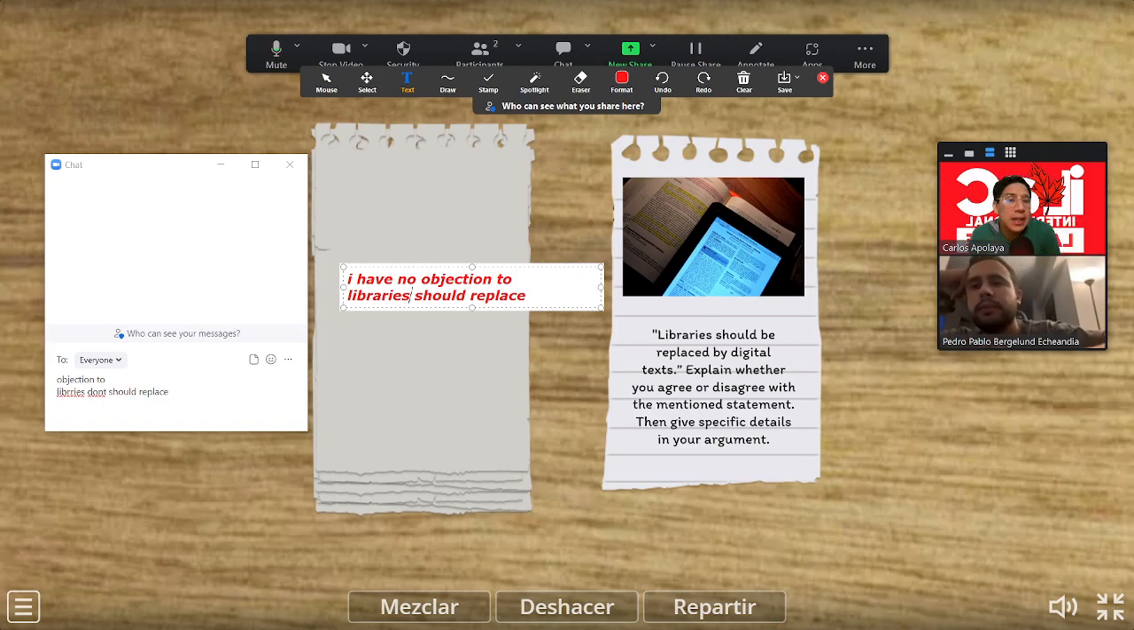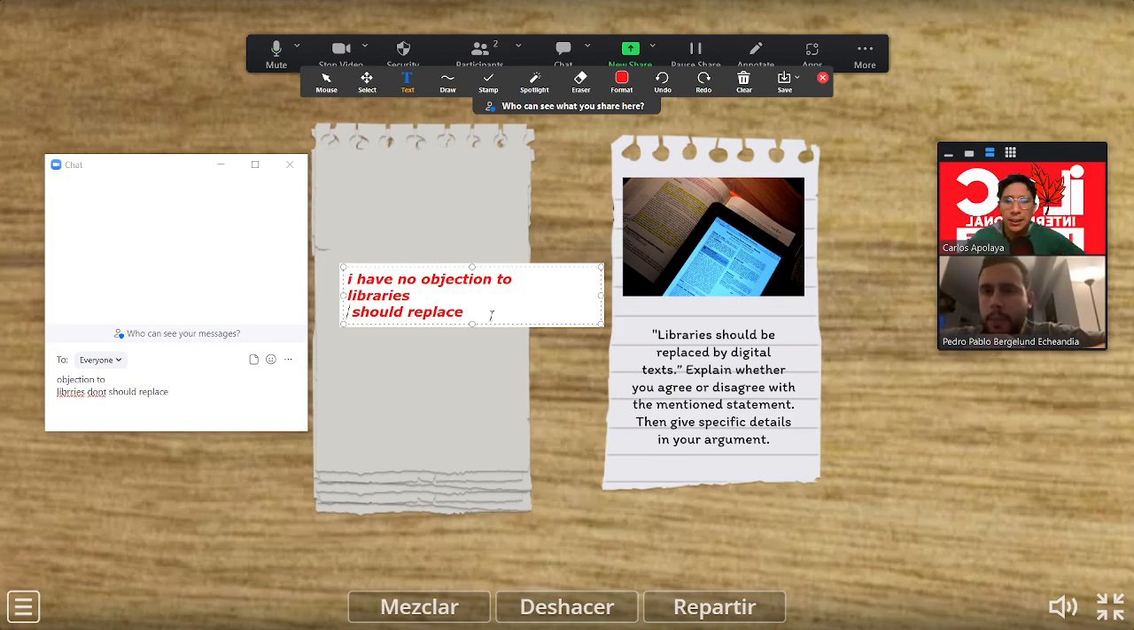You can say, for example, well, I have no objection to digital text, but despite the fact that we're not using the internet and we cannot find a lot of information, we have reliable resources. Okay, fuentes confiables, because nowadays on the internet you can write your article and that is not true or precise for you. Okay, precise, preciso, precise.